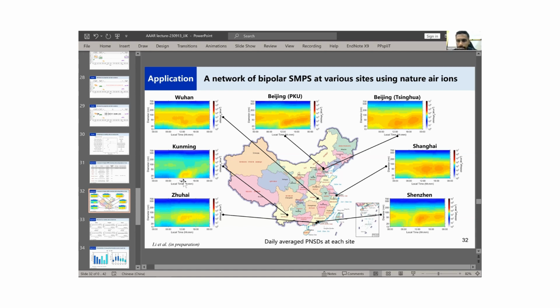There are quite a few questions in the chat box. A question from Yang Wang: have there been measurements of the chemical composition of these ions?